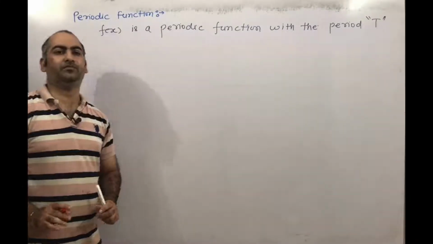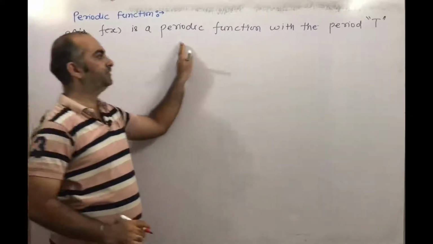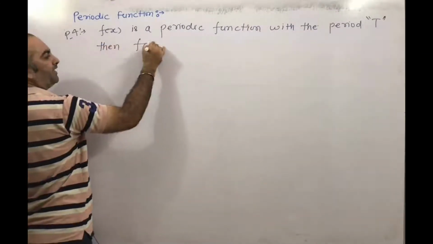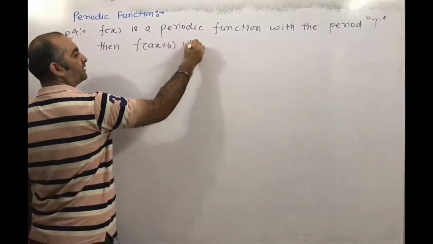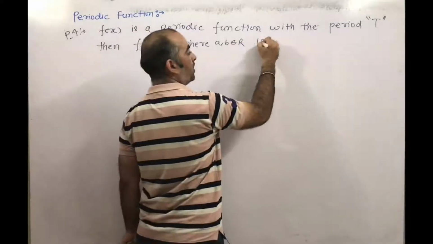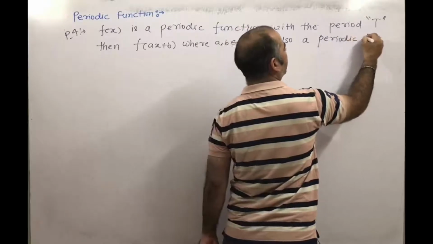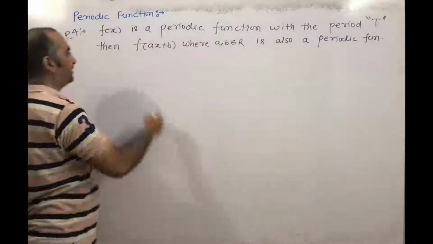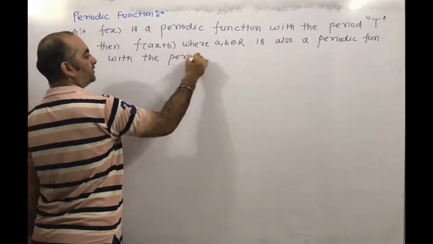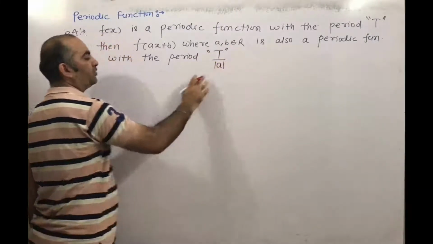Next we are discussing property number 4. So property number 4 is: if f of x is a periodic function with the period capital T, then f of ax plus b, where a, b belong to R, is also a periodic function with the period capital T divided by modulus of a. Why are we taking modulus of a here?